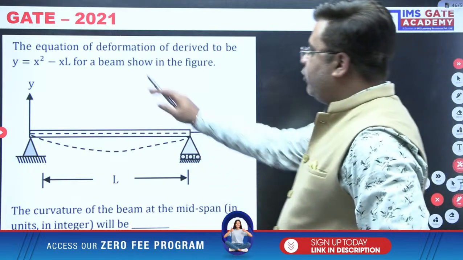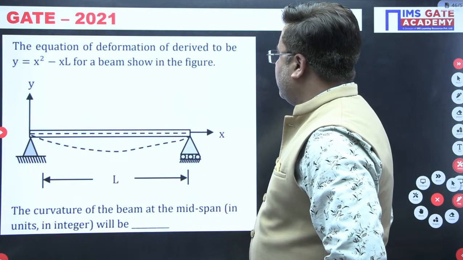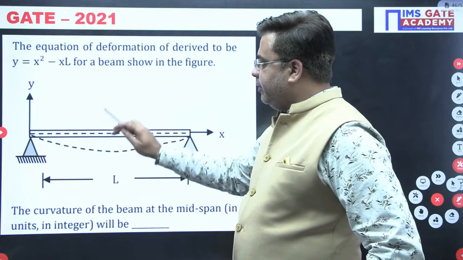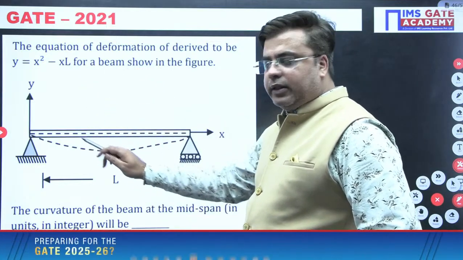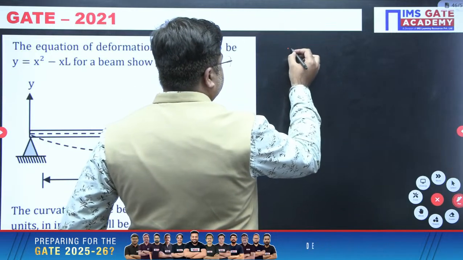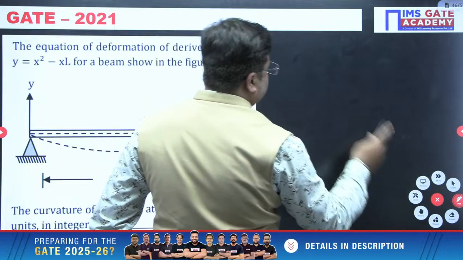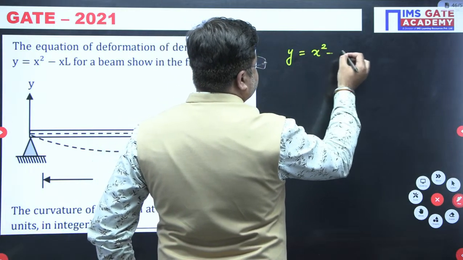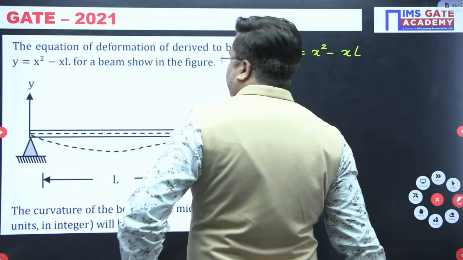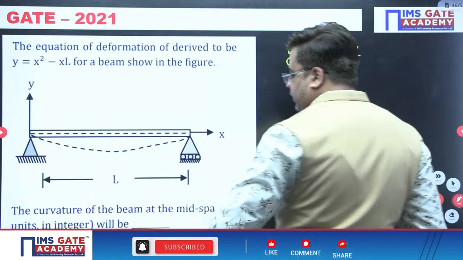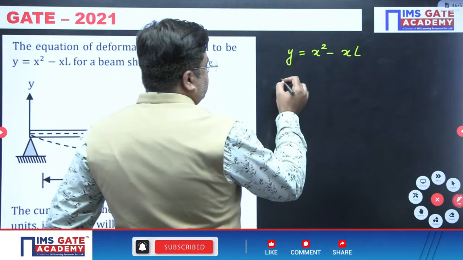Question says that the equation of deformation is derived to be y is equal to x square minus xL. Means under the action of loading, the beam is deforming as per this equation. So y is equal to x square minus xL. Okay. Now they are asking the curvature of the beam at mid-span. In mid-span, so curvature, right?